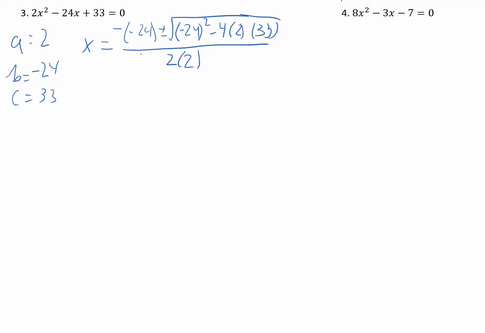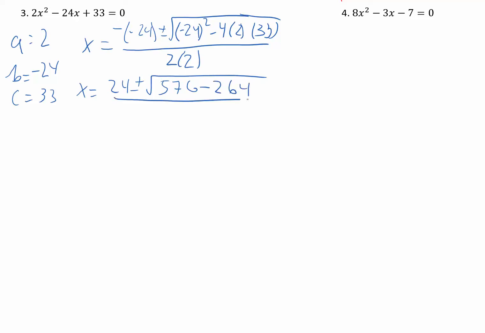All right, so let's go ahead and simplify. So negative times negative is going to give me positive. So I get x equals a positive 24 plus or minus the square root. Negative 24 squared, you're squaring it. So you're multiplying the negative times the negative. So it gives me a positive 576. Negative 4 times 2 times 33 is a negative 264.